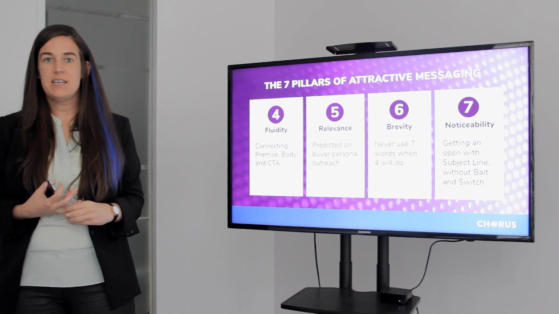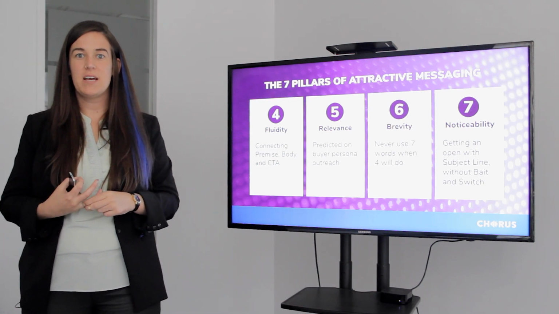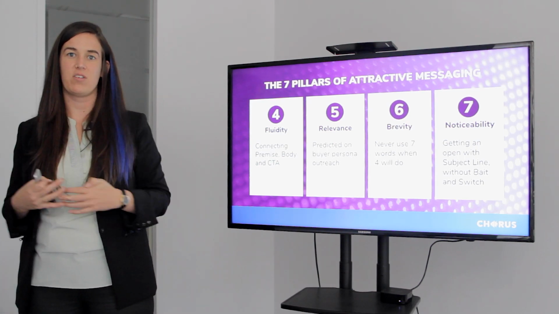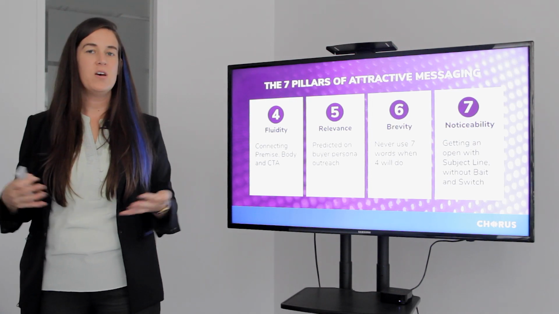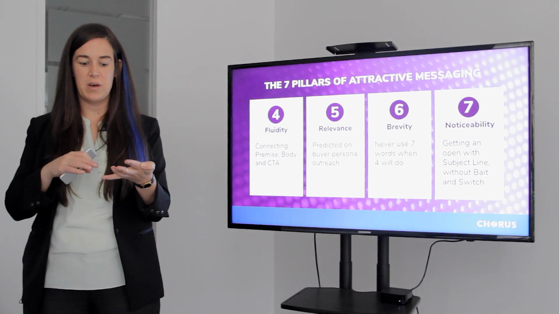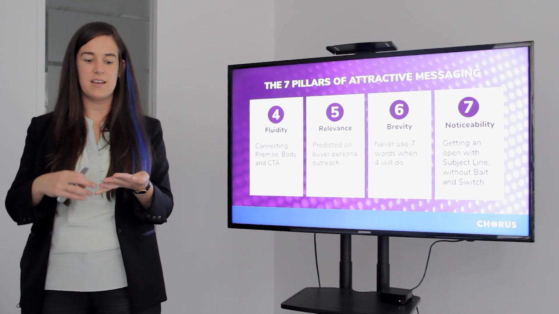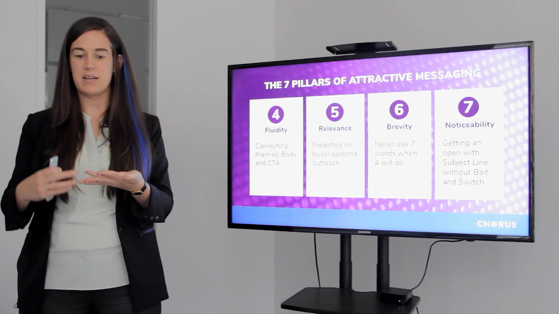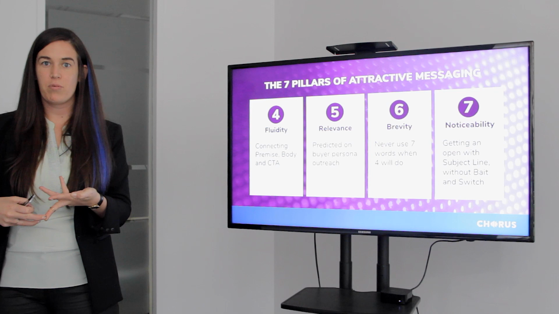So typically when I see SDRs struggling with this, it's because they pick multi-value props of their company. So for instance, at Chorus, we help with a litany of things. We help with driving quota attainment for account executives. We help with cold calling and best practice there. We help decrease onboarding and ramping time.